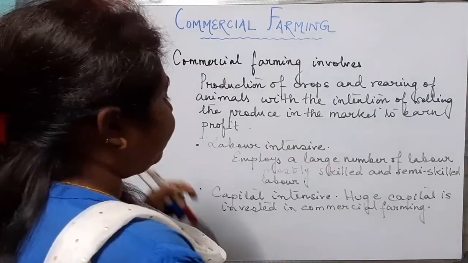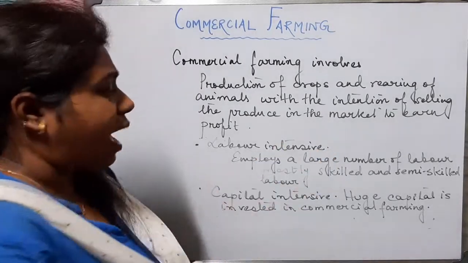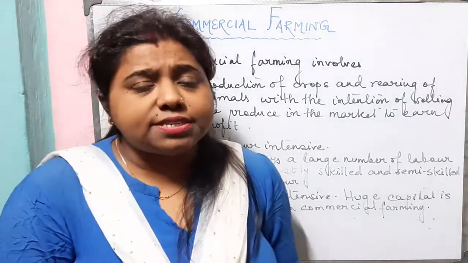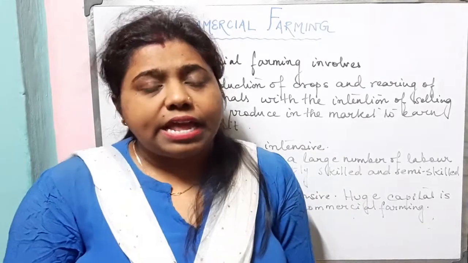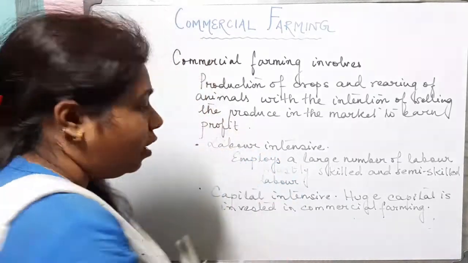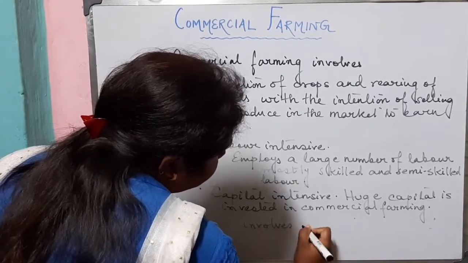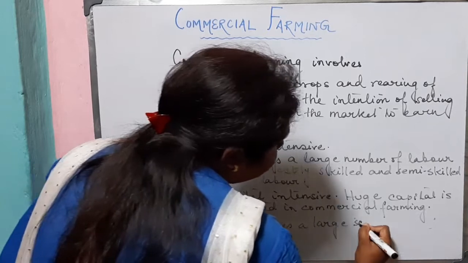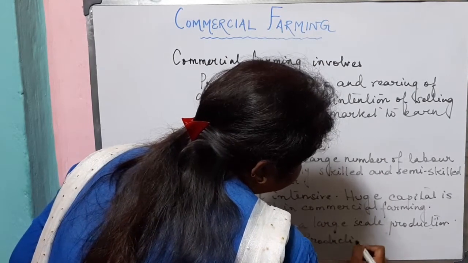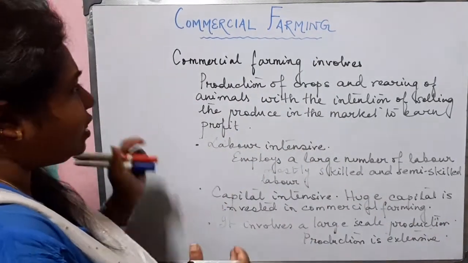Now, a huge amount of capital is invested. A large number of labor are employed. All the works are done with the help of machines. The production is done on a large plot of land. Now, coming to the outcome, what will be the outcome, like how much will be the production? In this type of farming, it involves large scale production. So we can say that production is extensive. That means there is huge production in this type of farming.